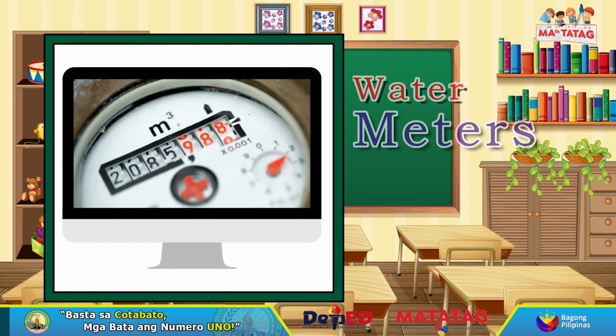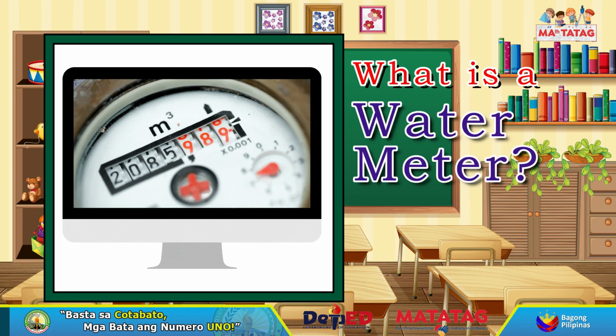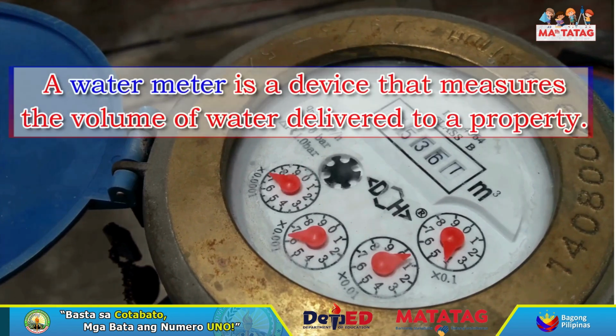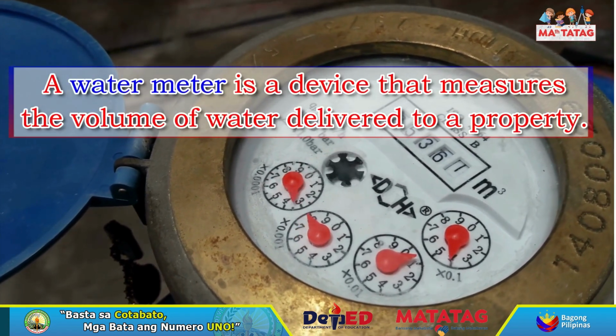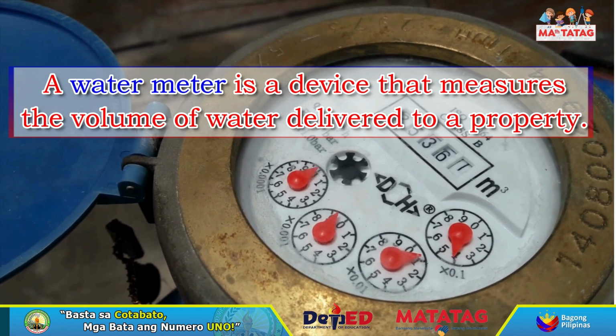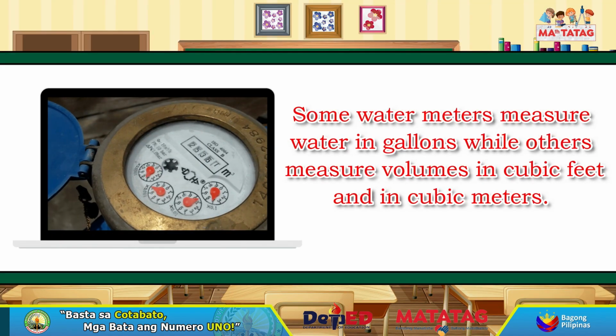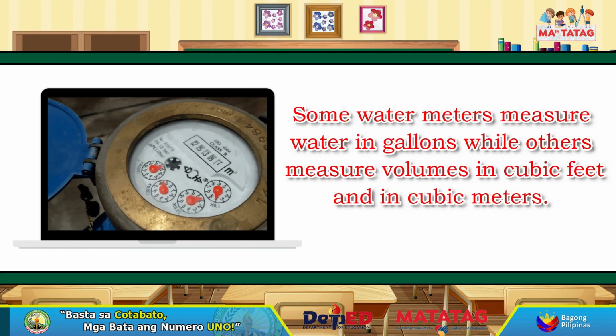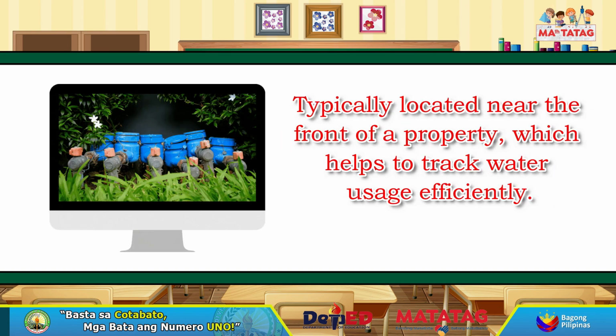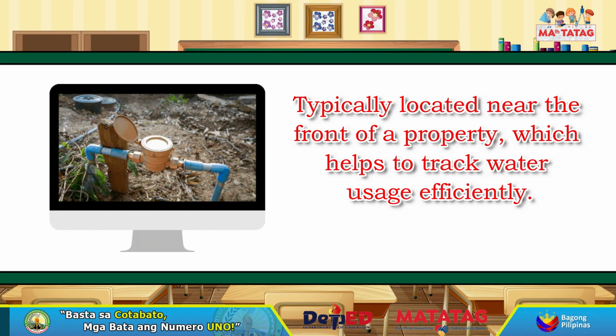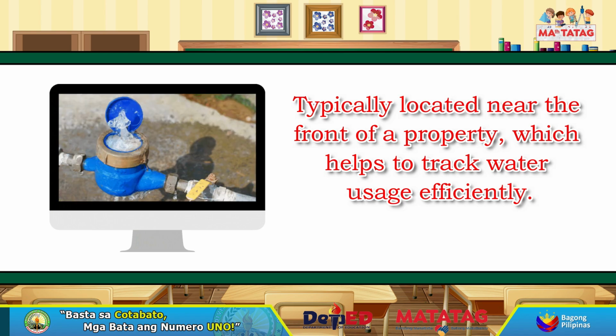Now, let's try to read water meters. What is a water meter? A water meter measures the volume of water delivered to a property, with some measuring in gallons and others in cubic feet and cubic meters, typically located near the front of a property, which helps track water usage efficiently.